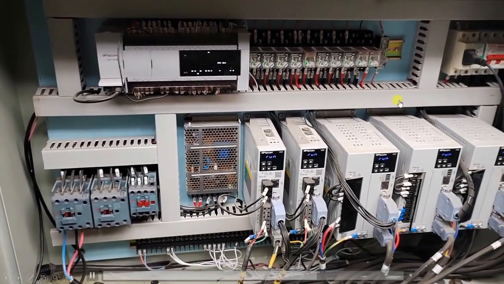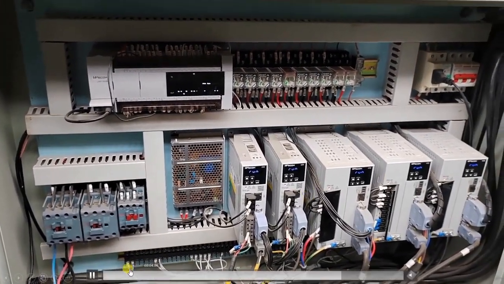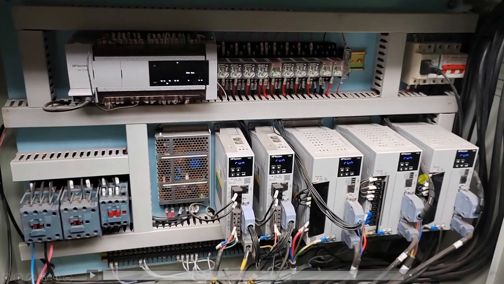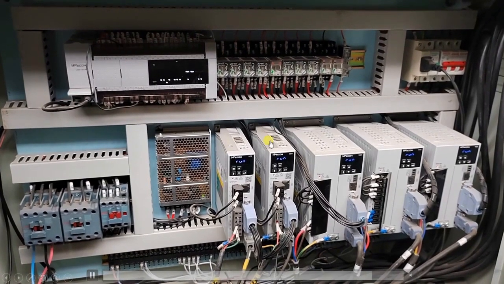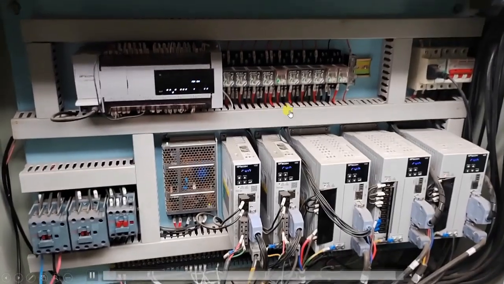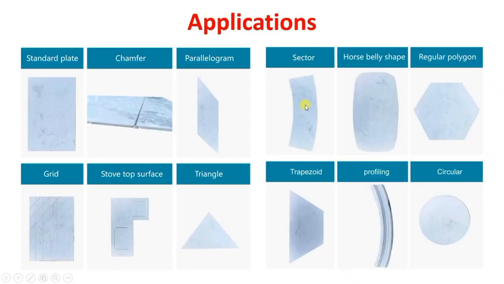So this is how the actual panel looks like. Here you can see there are the 5 servo drives. 3 servo drives are bigger because of the main XYZ axis, and 2 servo drives are smaller because A axis and C axis don't have much load. This is the complete panel.